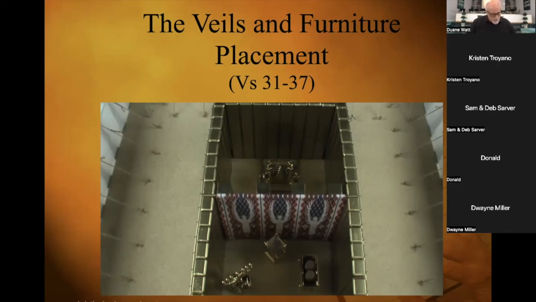The table of showbread over here, the lampstand on the south, and the furniture in the holy place, of course, speaks of three great things that we must do, because also in there was this altar of incense. If you look there, we're going to have placement for that in just a moment, that little thing that would have been there in the center, that would have been the altar of incense. So the altar of incense, as we'll see, represents the prayers that are going up to God.